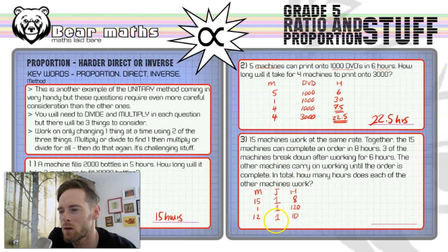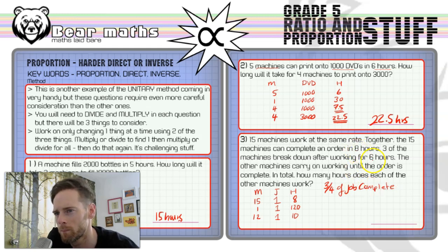We want to know how long it's going to take 12 machines to do a quarter of a job. That's how I'm thinking of this question, because there's a quarter of the job left. So I'm going to write this down: 3/4 of the job complete. That's what I figured out at the beginning, because they'd done 6 hours of the 8-hour job. So 3/4 of the job is complete and 1/4 of the job is left to do.